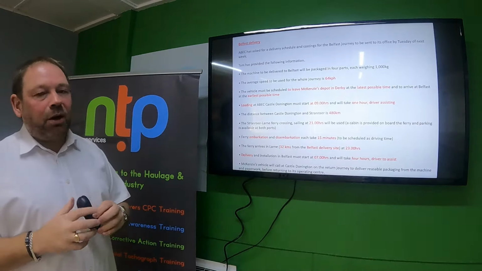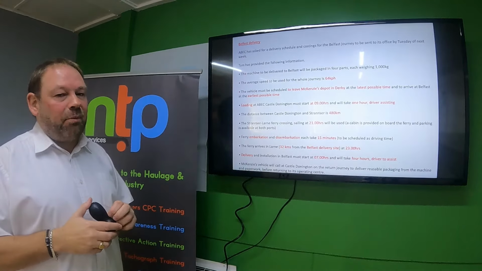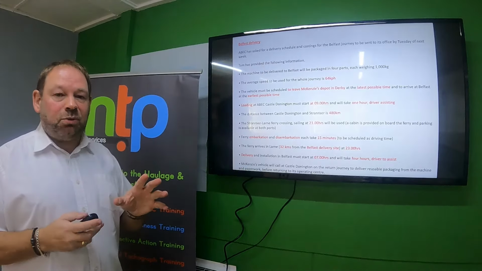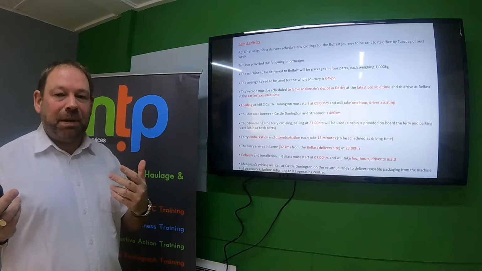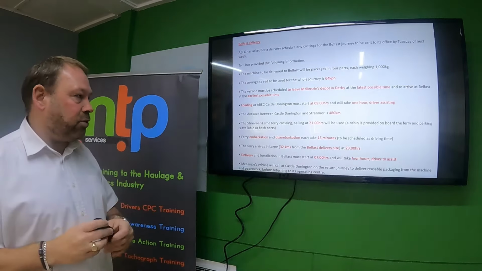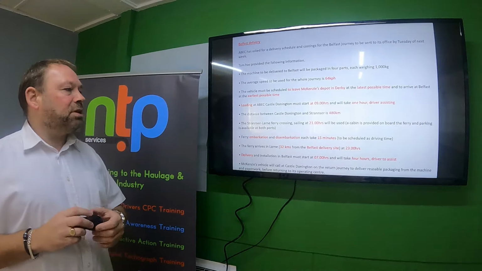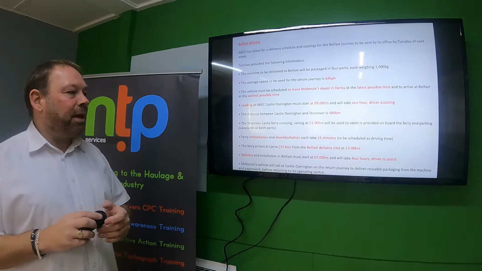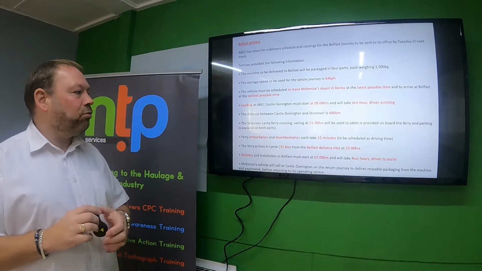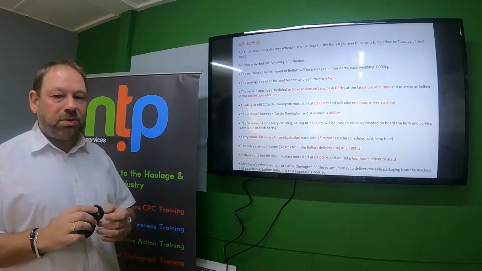Average speed to be used for the whole journey, 64 kilometres per hour. That is going to be to do with the driver schedule. Average speed is always used in the driver schedule. The vehicle must be scheduled to leave Mackenzie's depot in Derby at the latest possible time and to arrive at Belfast at the earliest possible time.